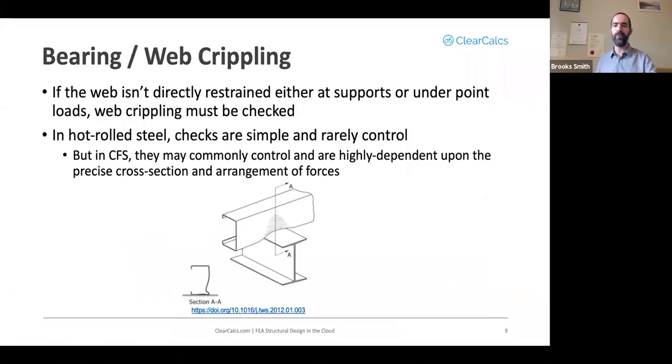Bearing, also known as web crippling, is much more likely to control in cold form steel and does need to be checked anytime that your web is not directly restrained. And that could be at a support or underneath point loads for your beam. In hot rolled steel, those of you more familiar with that, they're pretty simple checks for bearing. It's pretty rare for them to control, but they're much more commonly controlling in cold form steel. And they're also highly dependent upon the precise cross section as well as the arrangement of your supports and point loads.